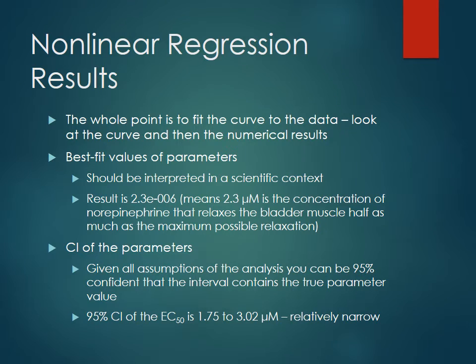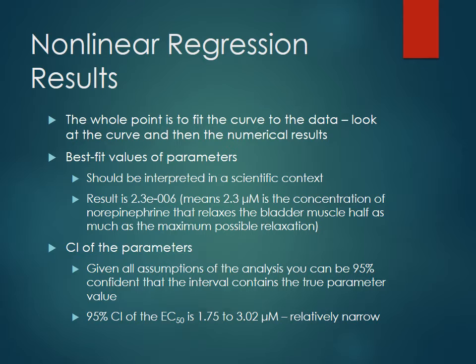So looking at the results, the whole point is to fit that curve to the data, and you notice that the curve is much closer to the data points than what you see with a linear regression. Typically you're going to be interpreting these results in a more scientific context, and what you can do is look at the midpoint, the EC50, or effective concentration 50. If you look at the concentration of norepinephrine you need to cause 50% of the maximal muscle relaxation, it came out to be 2.3 micromolar.